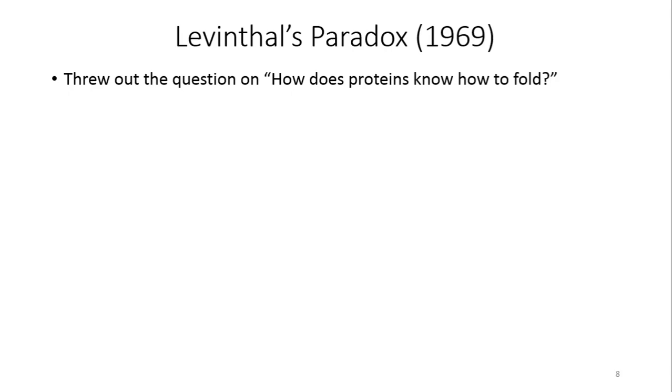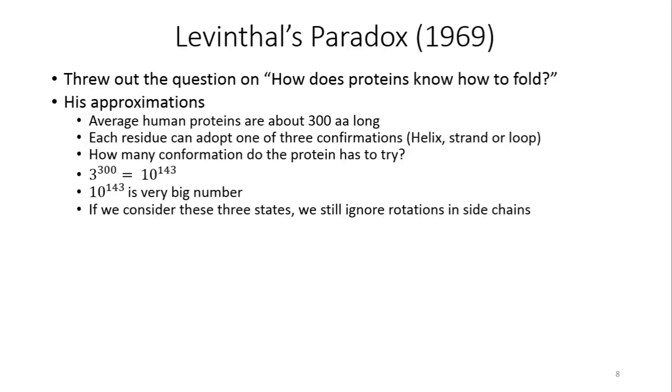He was interested in finding out how a protein knows what its structure should be. So this is what his approximations were. What he approximated was that, on average, a cytosolic human protein, or any protein present in the cytosol, is usually 300 amino acid residues long. It would contain some 300 amino acid residues.